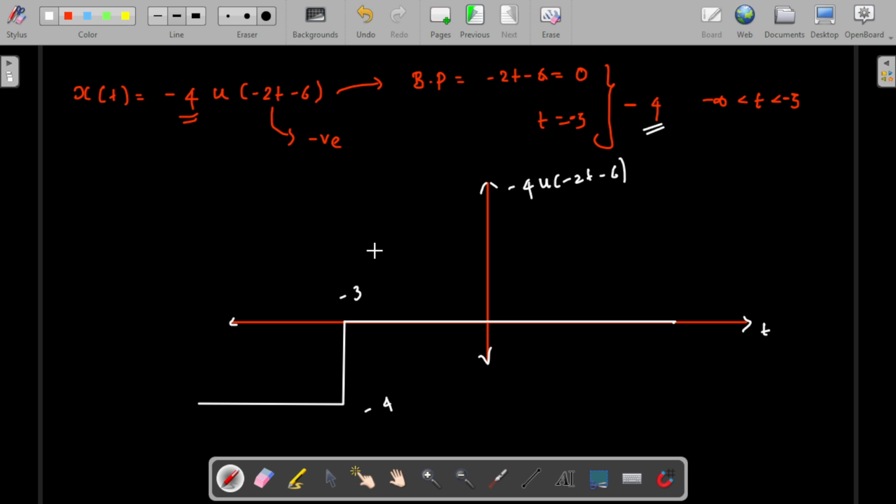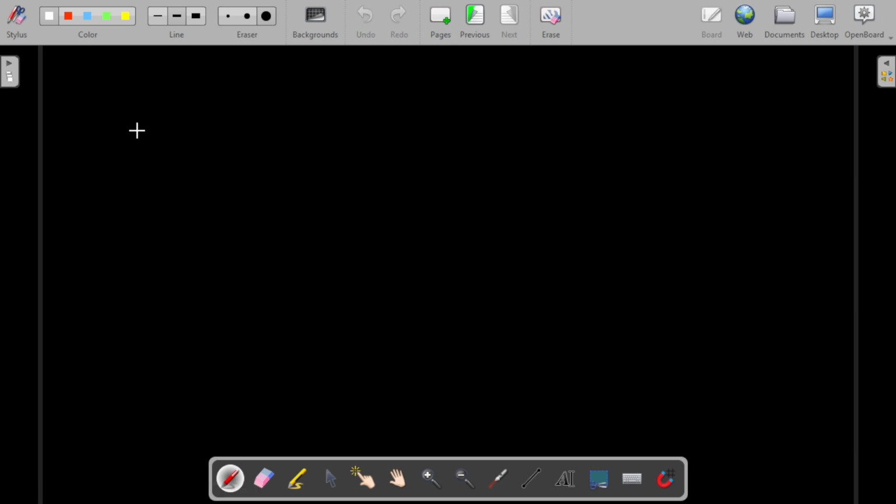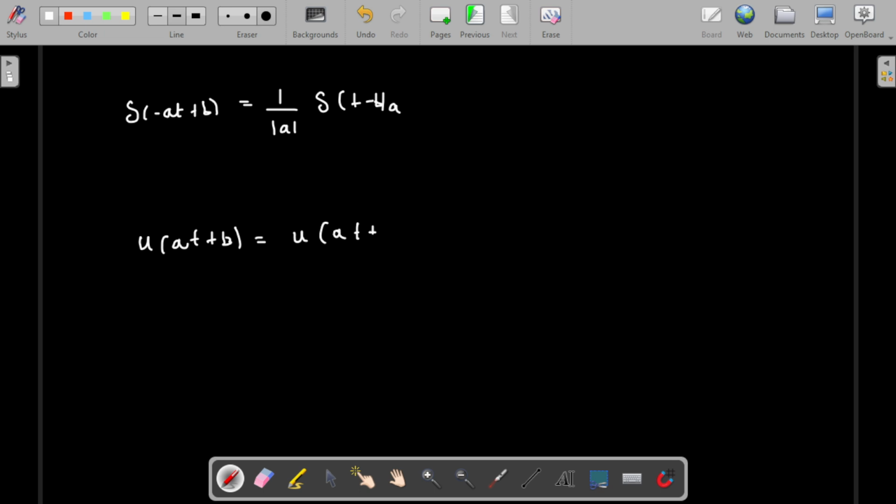This will be fine for you to understand how the amplitude scaling and time shifting is happening. So let us take other properties. We know that for delta of at plus b, it changes to 1 divided by modulus of a, delta of t plus b by a. This is how it will look. In the same case, if u of at plus b is time scaled and shifted, then we take the a common outside, the same thing we did for delta of t, but the amplitude won't change; the amplitude will be the same.